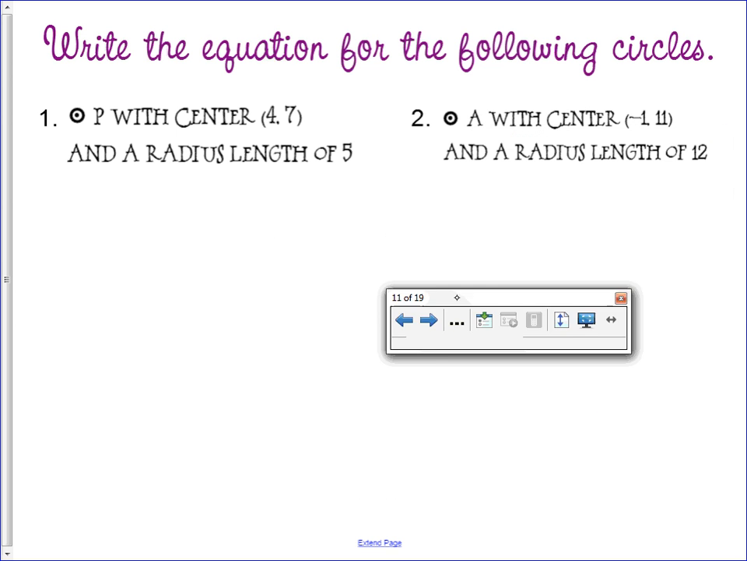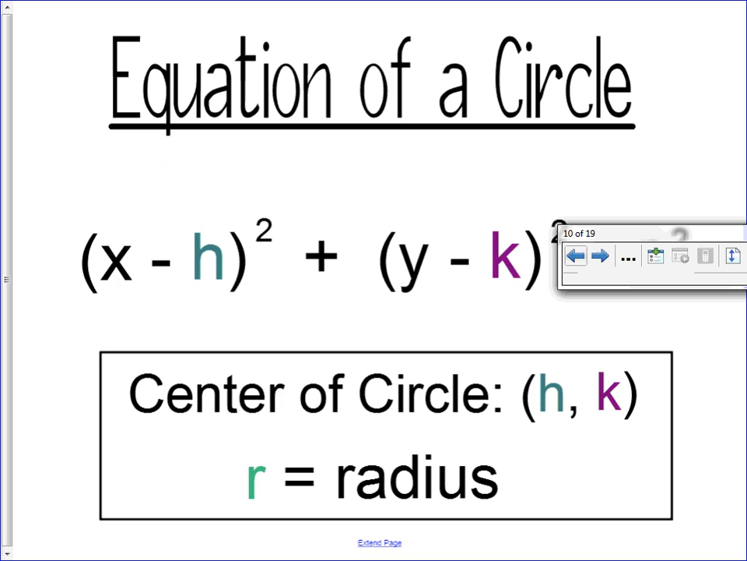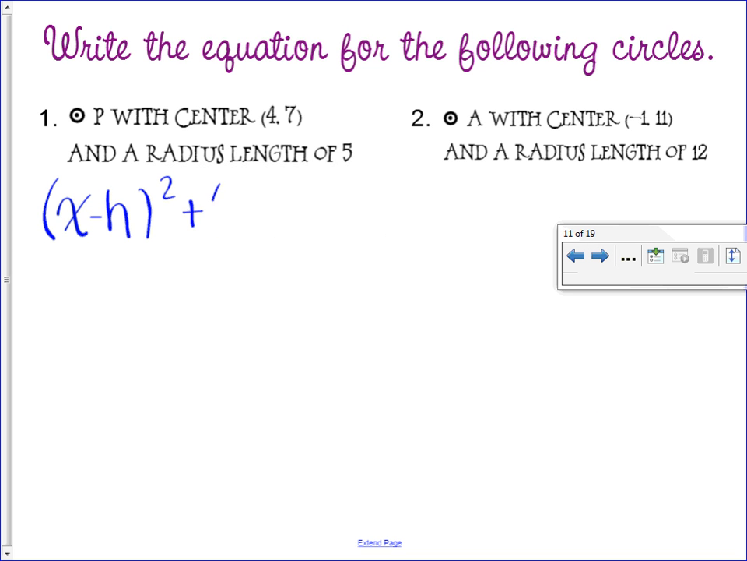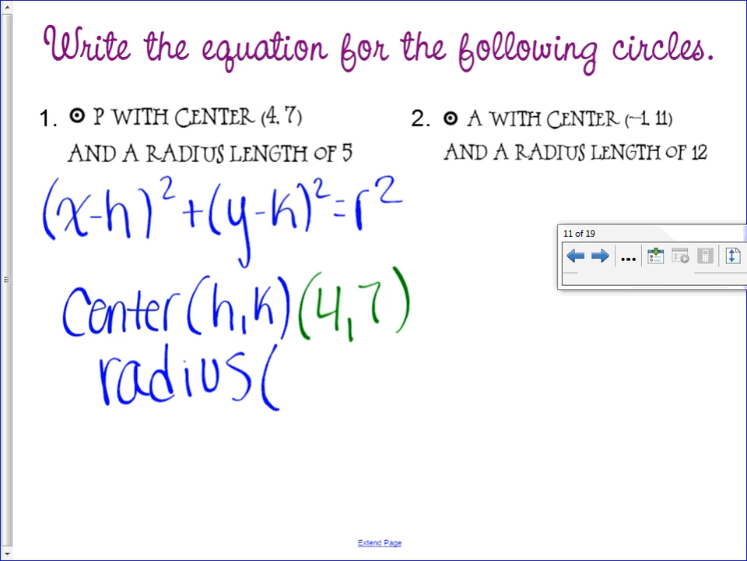All right. So I'll do the first one with y'all. So remember your equation for a circle is x minus h squared plus y minus k squared equals r squared. Okay? So remember your center is HK. So in this case, what is my center? All right, so 4, 7. And then my radius is R, which in this case, that's what?